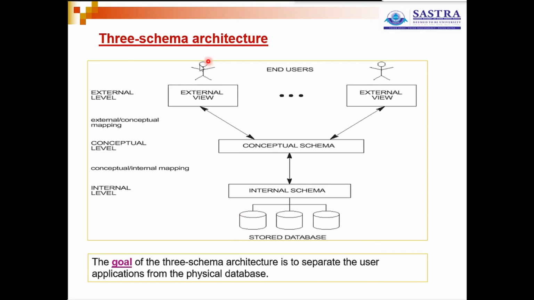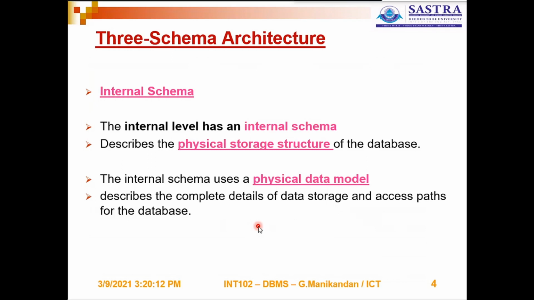So what is the goal of this three schema architecture? The main goal of this three schema architecture is to separate the user application from the physical database. Usually the user will be interacting with the application programs in the top layer. So the internal details are hidden from the user.